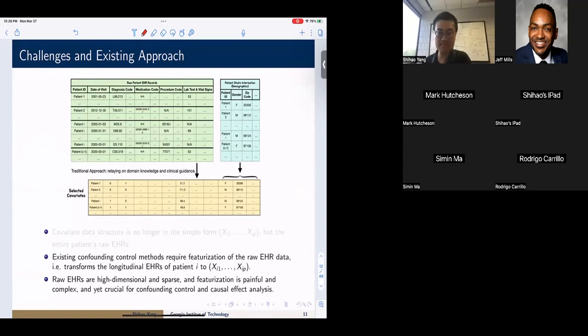So let's look at the existing problem. How do people do this? If our existing method only works for a yellow table, then the existing method really says that, okay, all we need to do is transform this green table into the yellow table, right? So existing confounding control methods really require what I call a step of featureization, all right?